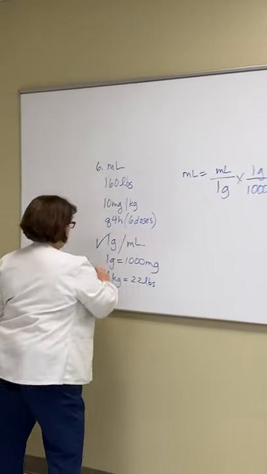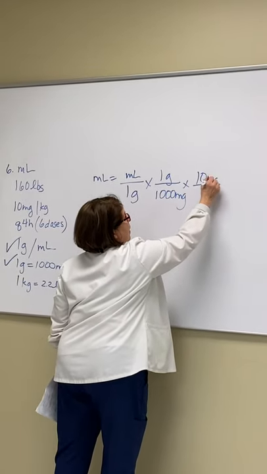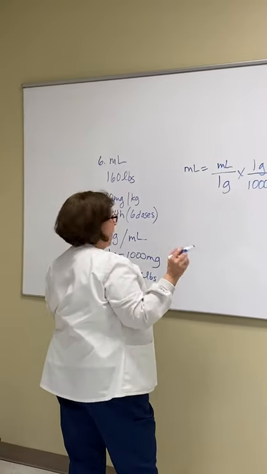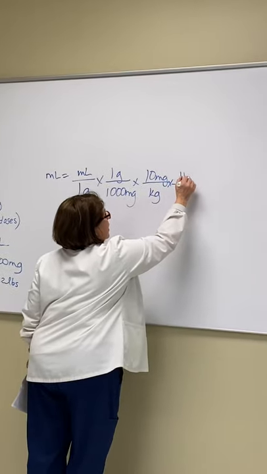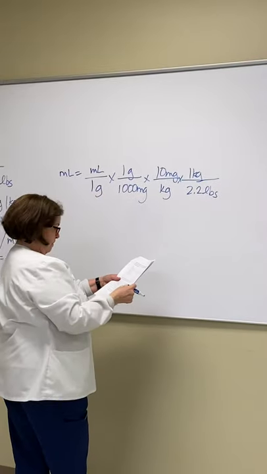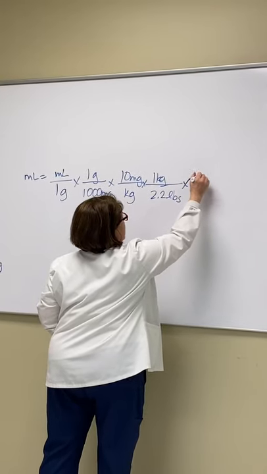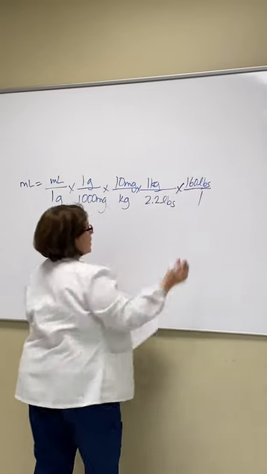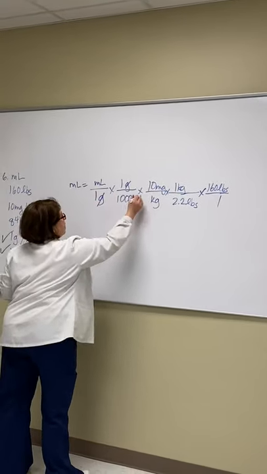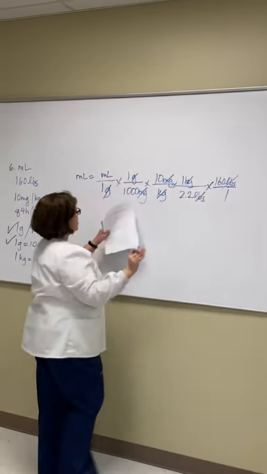1 gram equals 1,000 milligrams. All right, we've used that. Then we've got 10 milligrams per kg. And then we have our conversion, 1 kg equals 2.2 pounds. We finish off with the weight, which is 160 pounds. And that's the setup. I'm going to cross out my like things: gram, gram, milligram, milligram, kg, kg, pounds, pounds. We're good to go.